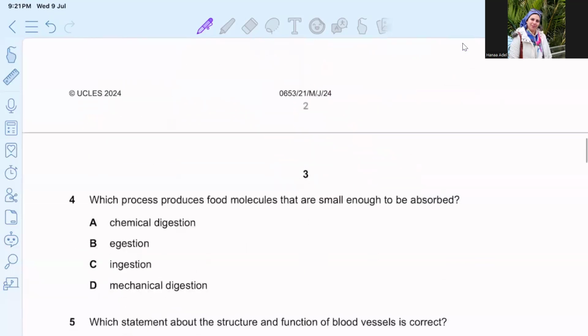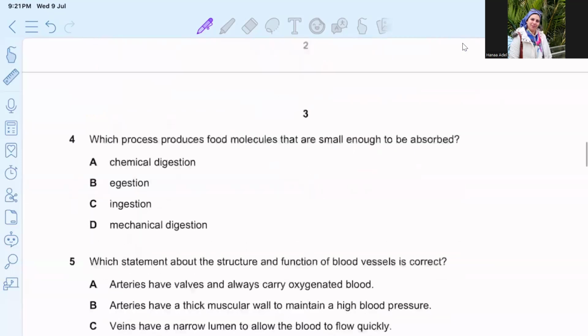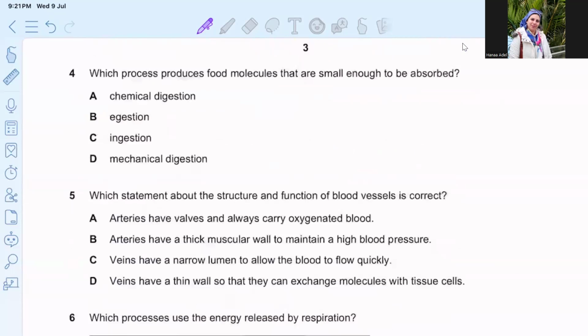Question 4. Which process produces food molecules that are small enough to be absorbed? When we need it to be absorbed, it should be in a simple water-soluble substance. So you have to know this related to the chemical digestion that's done by enzymes. So what is the difference between chemical digestion, ingestion, and mechanical digestion? Chemical digestion is done by enzyme to break down the complex substances into simple water-soluble molecules to be easily absorbed and reach the bloodstream.